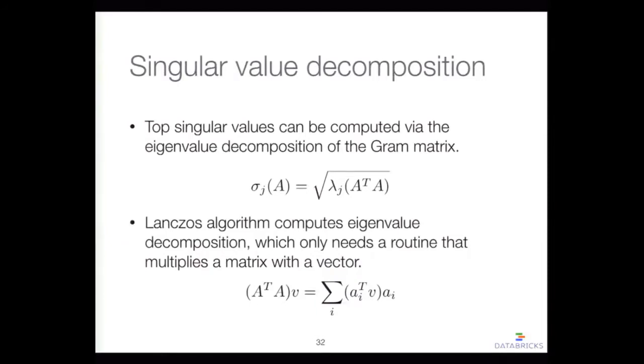Also recently, we have a PR about sparse singular value decomposition. We can do singular value decomposition by computing the eigenvalue decomposition of the gram matrix. Basically, the singular value of A is equal to the square root of the eigenvalue of A transpose A. And we can use the Lanczos algorithm to compute the eigenvalue decomposition in an iterative way. So it's very efficient for sparse data. And it only requires a function that can provide matrix vector multiplication. That's the only thing this algorithm needs.